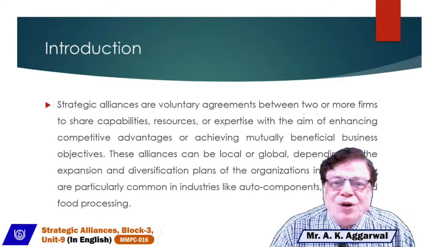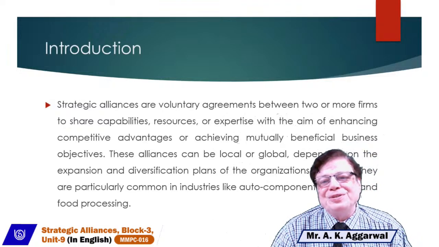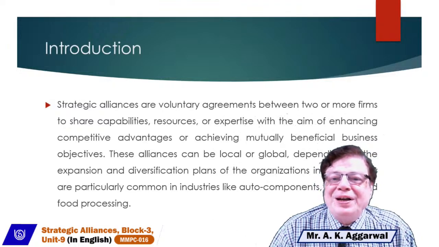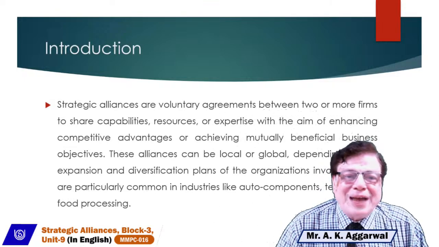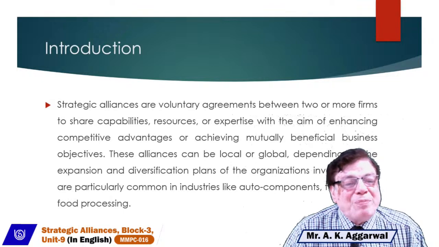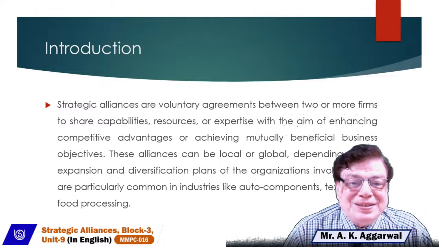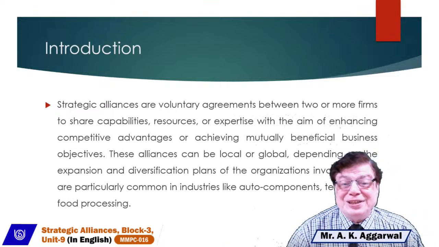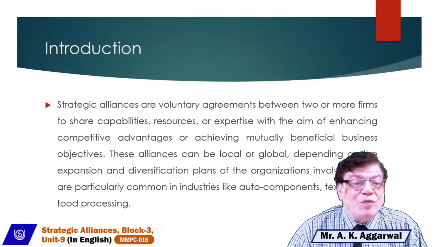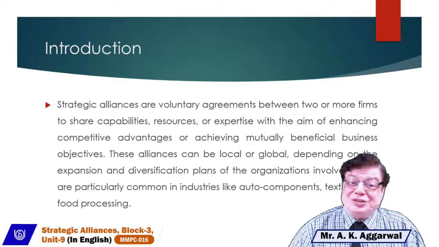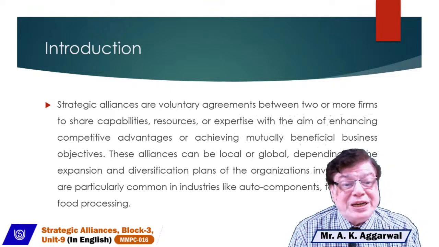Strategic alliances are voluntary agreements between two or more firms. If two or more firms join together and make a voluntary agreement, then a strategic alliance takes place to share capabilities. Suppose there are capable people in both firms, so they will share capabilities, resources, and expertise with the aim of enhancing competitive advantages or achieving mutually beneficial business objectives.